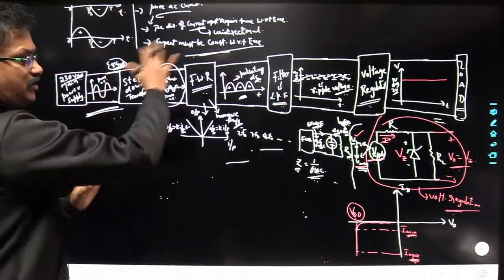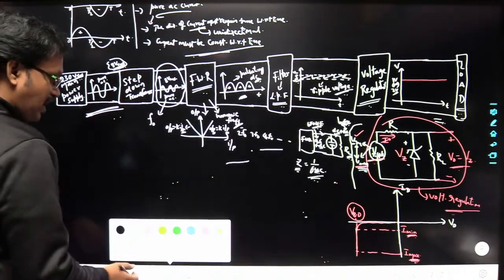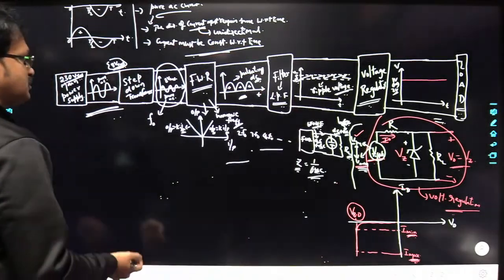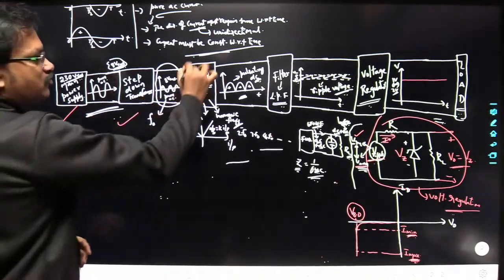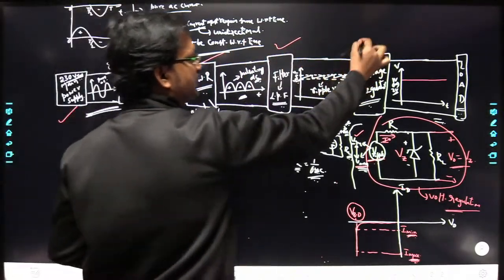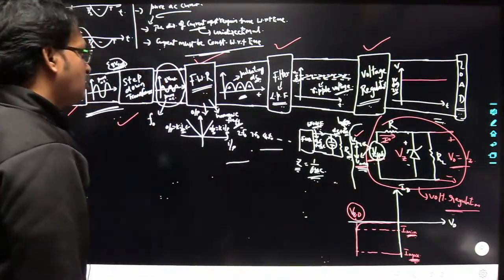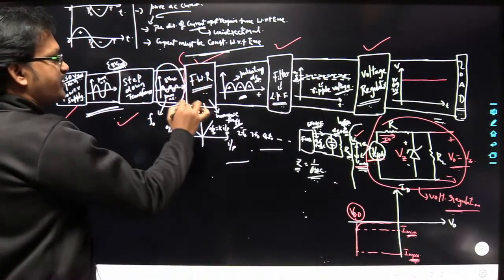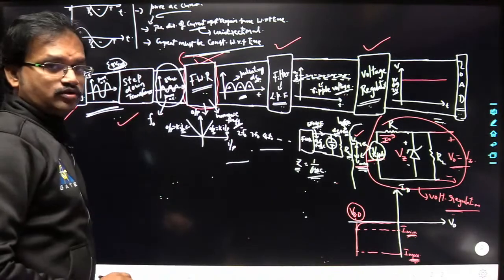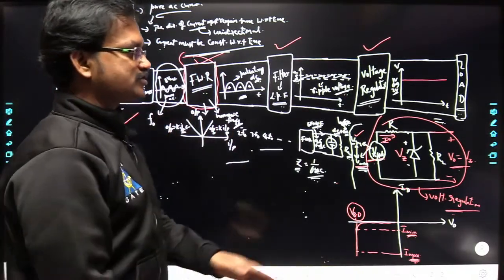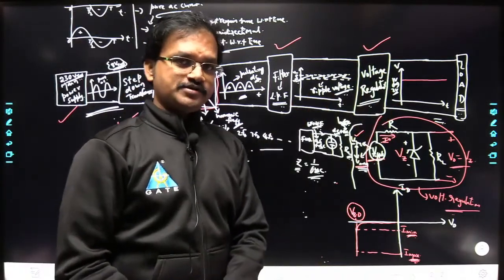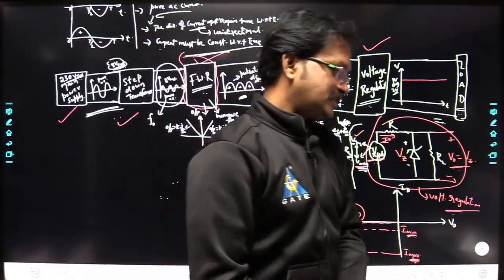of this circuit. This circuit has many stages: main power supply, step down transformer, full wave rectifier, then filter, and then voltage regulator. Here first we are going to study the rectifier circuits. Then we can go for filter circuits, and then voltage regulators. So is it clear up till now?